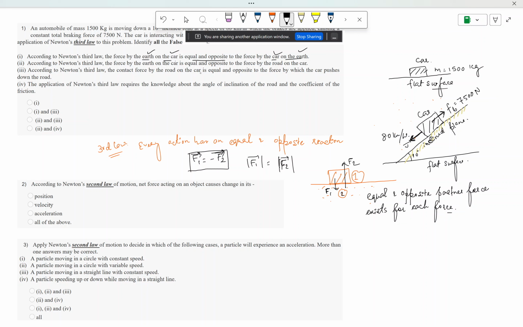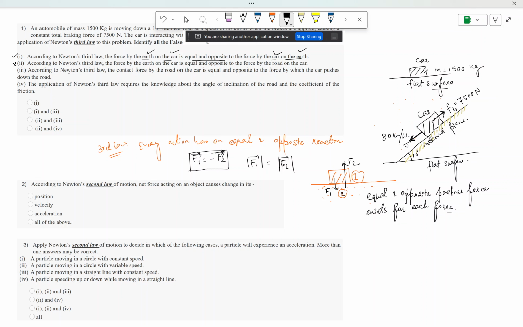So they are not partner forces, because they are not acting between the same two bodies. In one case they are between earth and car, and in the second case they are between road and car. So even if it says equal and opposite force, they are definitely not partner forces, so this does not hold Newton's third law true. So the first one was true, the second one is false.